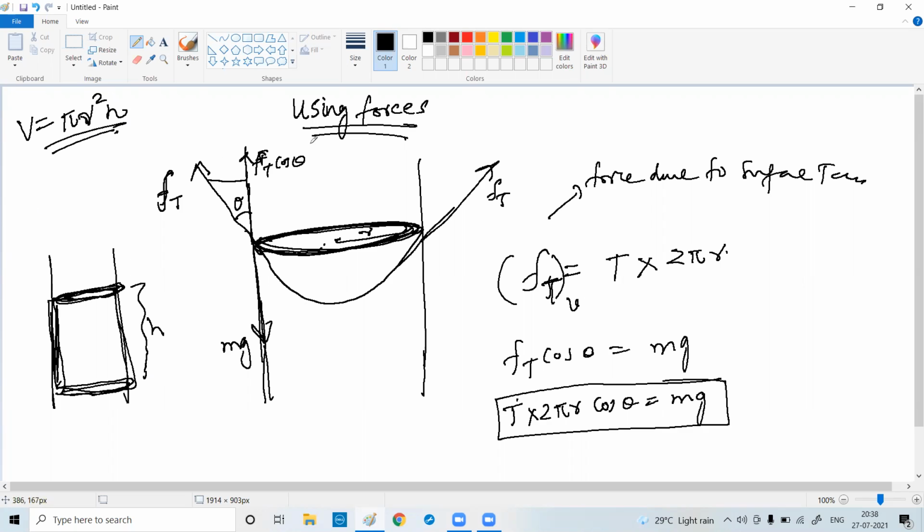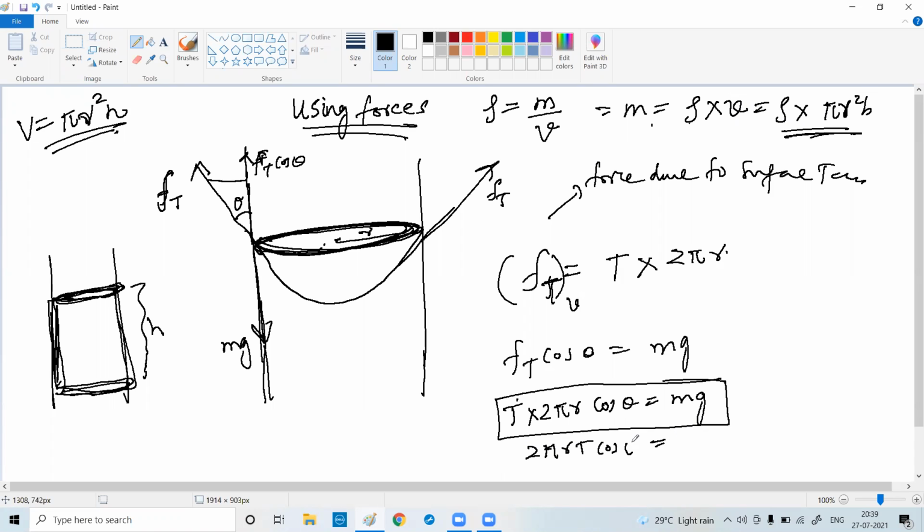Yes or no? And you know the density is nothing but mass per volume. So can I say your mass equals rho into volume, which is equal to rho into pi r square h? So can I substitute here, instead of m: T into 2 pi r cos theta equals rho into pi r square h g? Any problem?